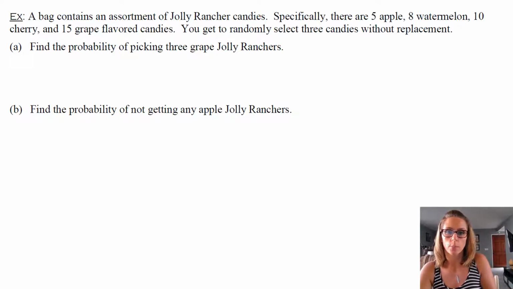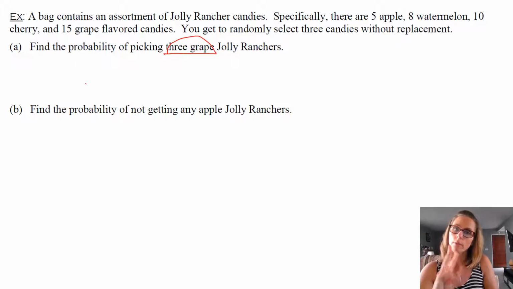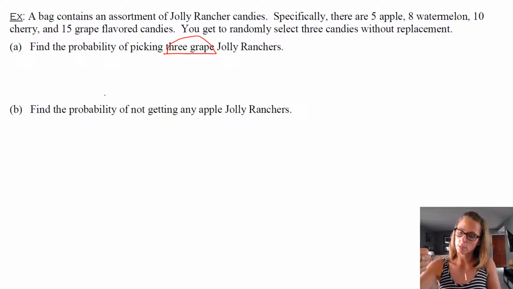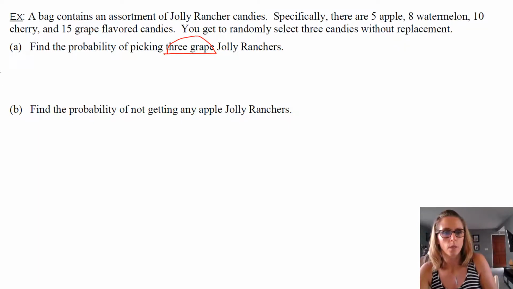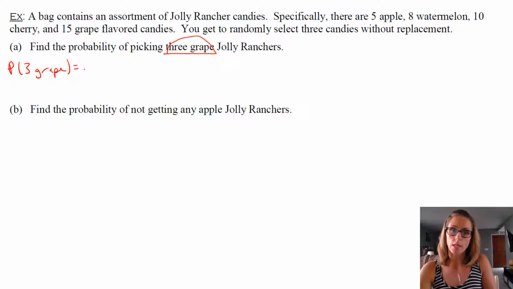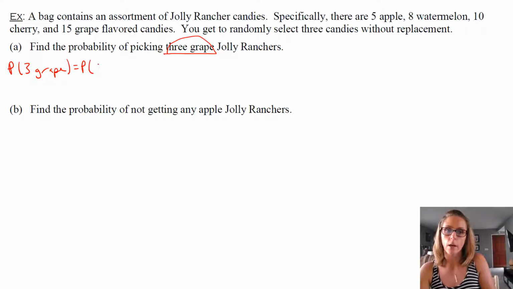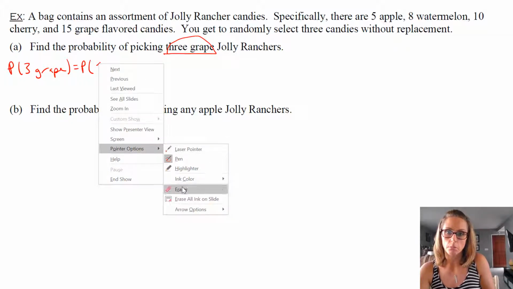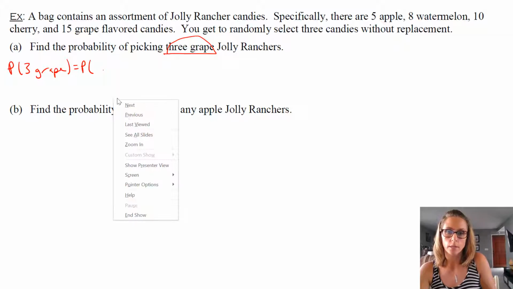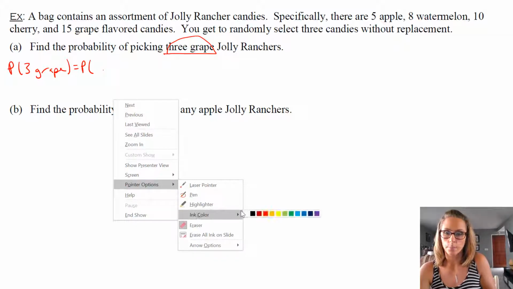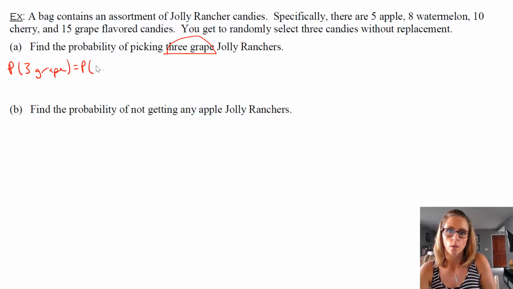The first thing we're going to do is look at the probability of picking 3 grape Jolly Ranchers. 3 grape, so we have 3 events: picking the first Jolly Rancher, the second, and the third. So I'll say probability of 3 grape. Thinking about our multiplication rule, the first event is the probability that we get a grape. I'll just put probability of G for grape.